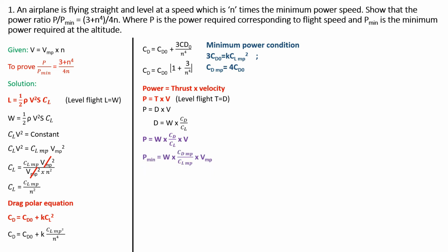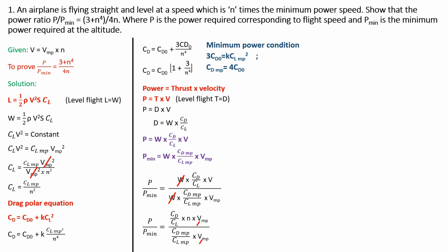To find the minimum power required, the same equation can be written in terms of the minimum power required condition. Now the power ratio P by P minimum is written. Cancelling the common terms and replacing the value of velocity, the power ratio equation is written. As the velocity at minimum power remains the same, cancelling this term, we write the power ratio equation as given.